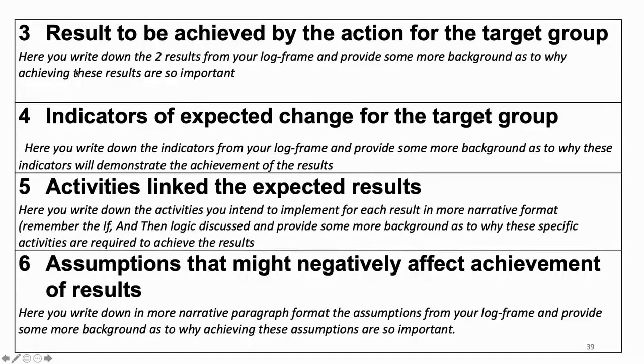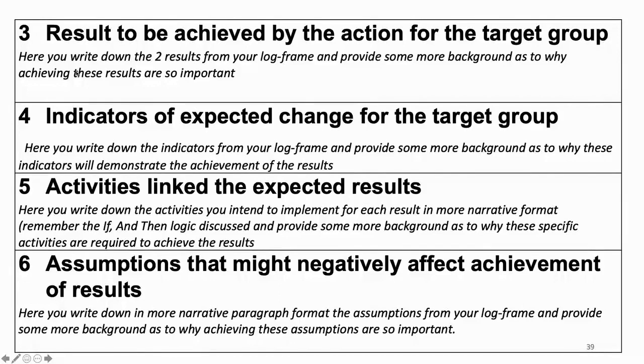Here we now move to more narrative writing style. You've got a half a page to write about these indicators. There's indicators for your results. There's indicators for each of your activities. So you can now write a nice half-page narrative style why these indicators will clearly indicate and measure the expected change for the target group.